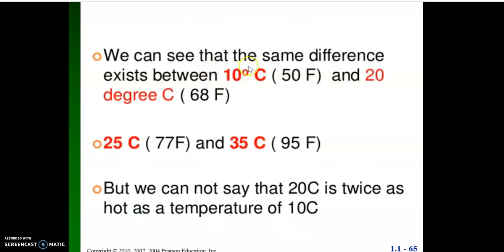So we can see that the same difference exists between 10 degrees Celsius and 20 degrees Celsius, and also between 25 degrees Celsius and 35. But we cannot say that 20 degrees Celsius is twice as hot as 10 degrees Celsius. We can only say it is 10 degrees higher than 10, but not twice. If we can talk about such ratios, that does not go under the interval level of measurement.